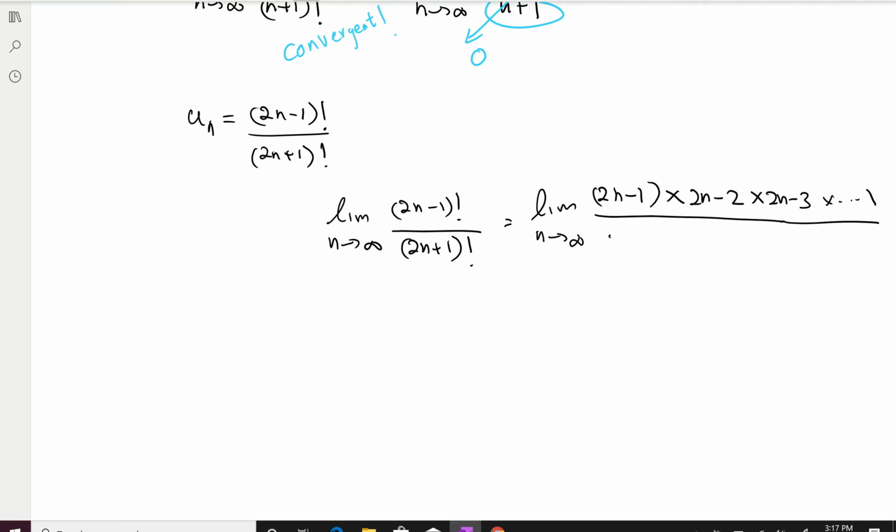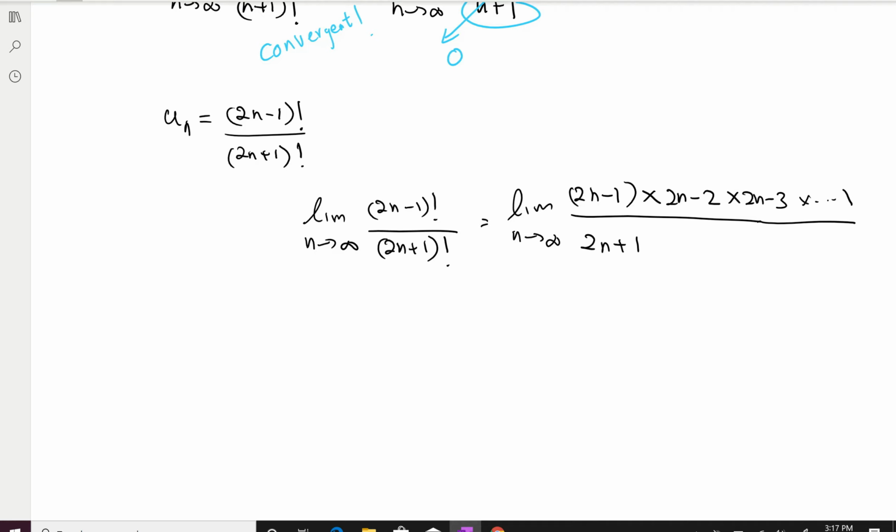Now in the denominator, you start from 2n plus 1. So what's the number before 2n plus 1? Subtract a 1, right? So when you subtract a 1, it's going to be 2n. Now what's the number before 2n? 2n minus 1. Okay. And this goes on until you meet 1.